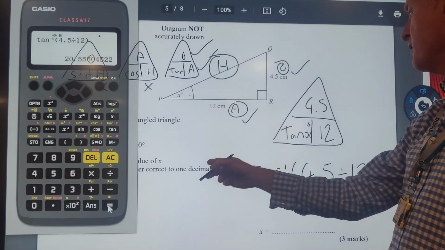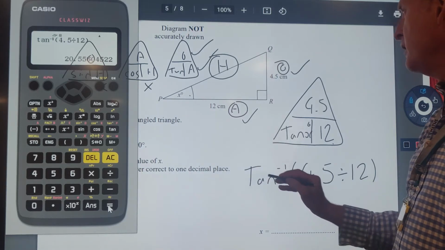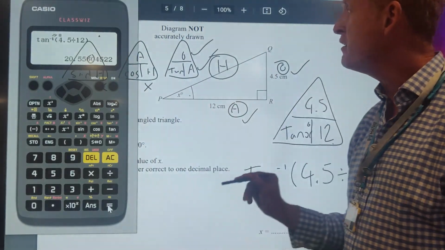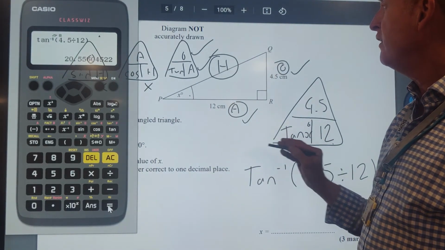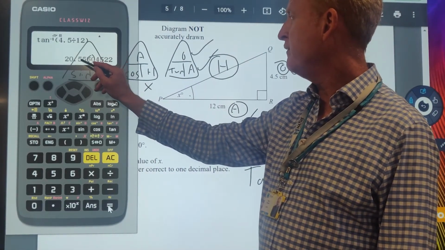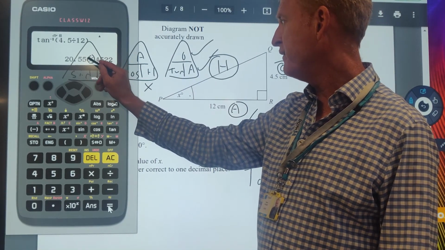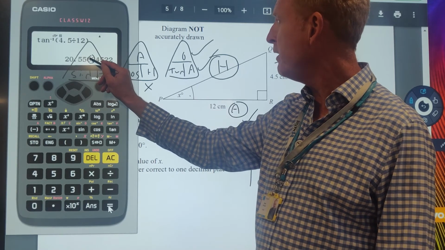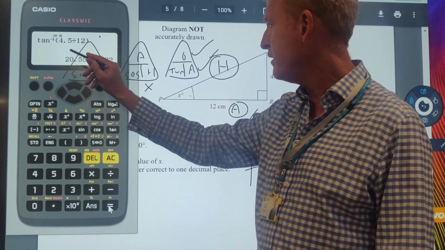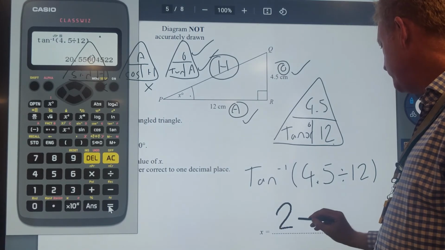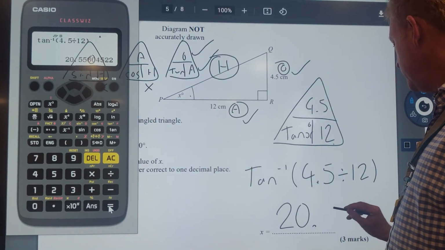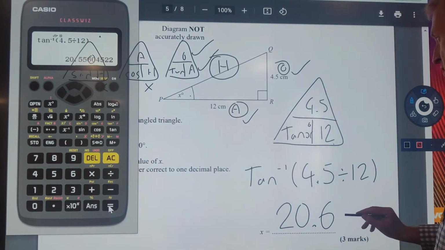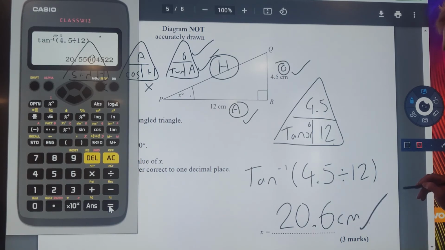20.556. I want this answer correct to one decimal place, so I only want one number after my decimal. So 20.55, one number after the decimal will be a 5. I've got another 5 after that 5, but if it's 5 or above, remember, I've got to round up the previous number. So the answer to this question is going to be 20.6 centimetres. And that would be my answer.